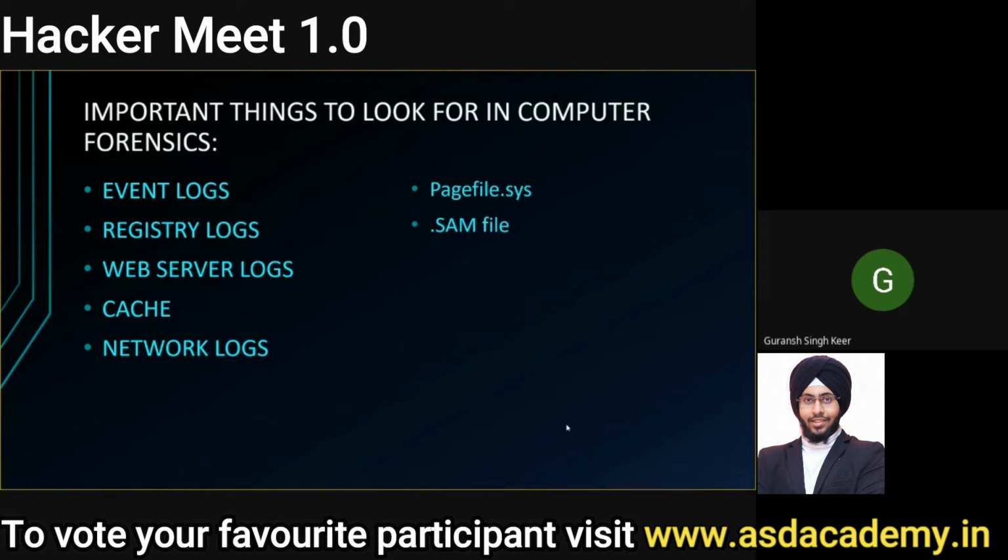In the .sam file, we can get a hash value of our passwords, which we can easily use to get into a system if we have this hash value. Then is $Recycle.Bin. In $Recycle.Bin, we have two categories, $R and $I. In $R, we can get all the deleted data. That's the actual data that got deleted from our system. And in $I, we can get all the metadata of the data that got deleted from the system.